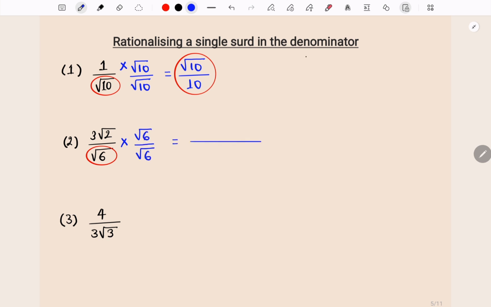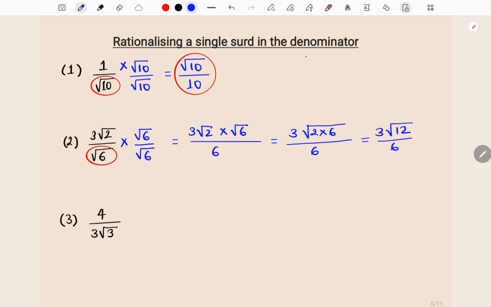Alright, in the numerator we will have 3 root 2 multiplied by root 6, and in the denominator we will have root 6 times root 6, that is 6. Okay, now let's multiply in the numerator. So we will have 3, and I can multiply this under the same square root. So it will become 3 root 12 over 6.